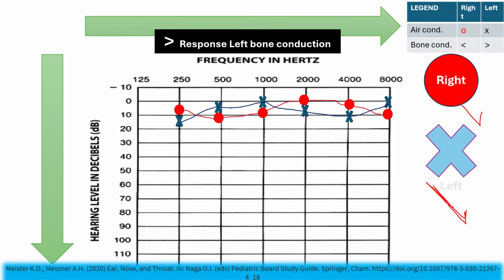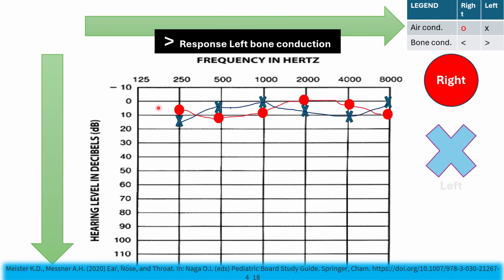X. So circle means right ear, X means left ear. As we see here in this audiogram, the red circles represent the right ear, which is normal. The air conduction test result from the right ear is normal, below 19. And also from the left ear, as you see the X's here, is below 19, so it is normal.